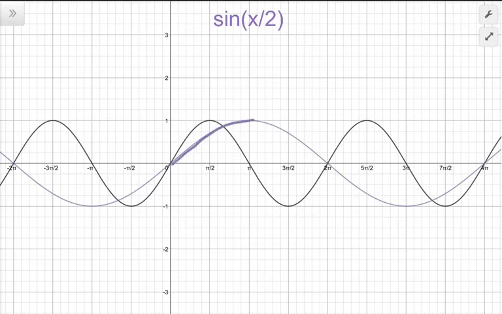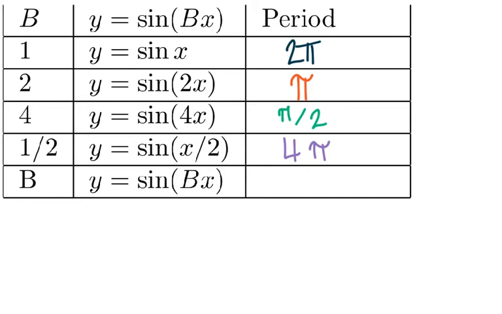So our new period here is 4 pi. That means it's now taking twice as long for our graph to get through a full period, a full cycle, because we're moving at half the speed, is the way I like to think about it. So our period here is 4 pi. Our period is twice as long because we've got this 1/2 in here.